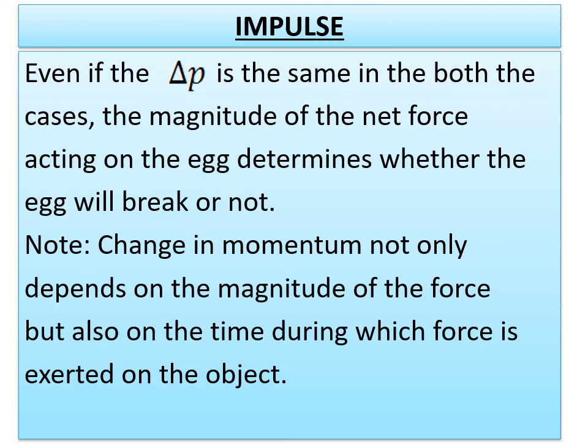And lastly, you have to remember that even if the delta P is the same in both cases, the magnitude of the net force acting on the egg determines whether the egg will break or not. So on the whole, remember that change in momentum depends not only on the magnitude of force, but also on the time during which the force is exerted on the object. In general, we call it the interaction time.